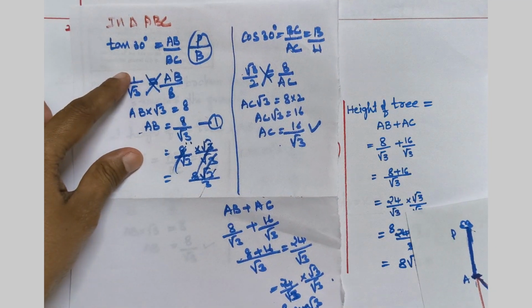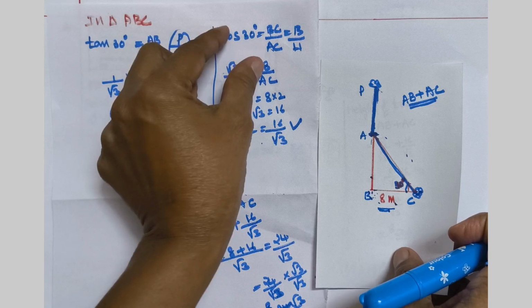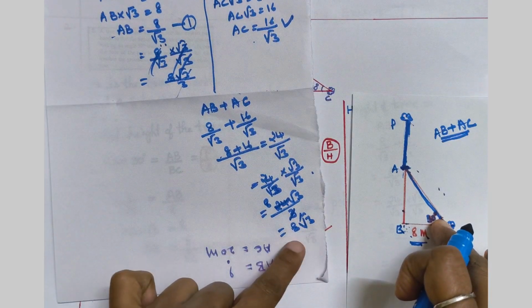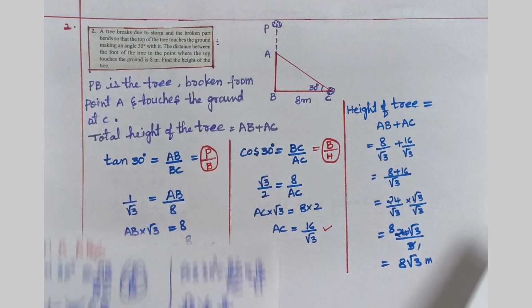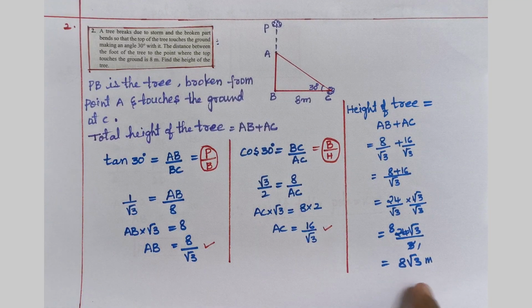First, find the AB height using tan. Next, using cos, find the AC height. Later you add them, and you will get the height of the tree: 8 root 3. This is the final answer. 8 root 3 is the answer. This is the height of the tree. Okay.